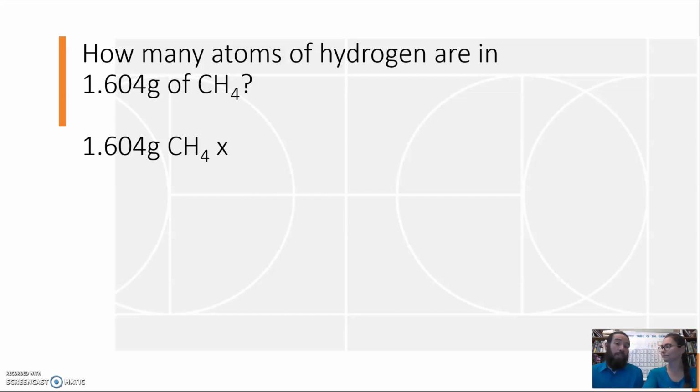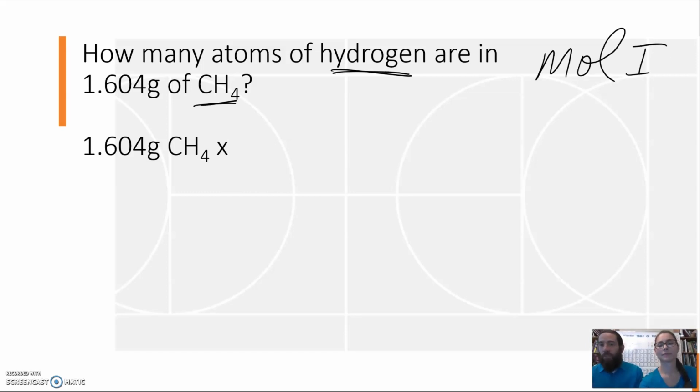Here's an example. We have grams of CH4, and the question wants to know how many atoms of hydrogen. So this is a situation where we're going from one thing to another, and we'll use the Mole Island. You don't have to use Mole Island, but we could make a little roadmap here. We're going to start with grams of CH4. That's what we have.